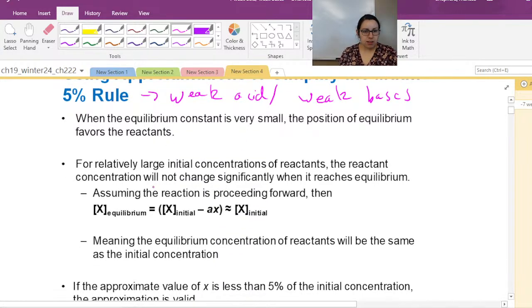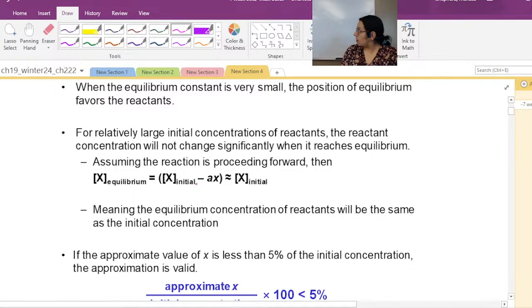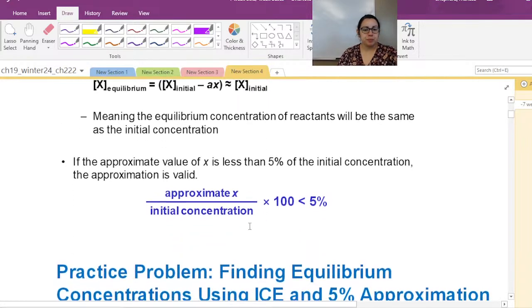And so let's look at this. So when our equilibrium constant is very small, then the position of our equilibrium favors our reactants. And so that means that our change would be pretty small. And so then if it's less than 5%, we can make the assumption that it's close enough to our initial conditions. And so again, that's where our approximation comes into play.